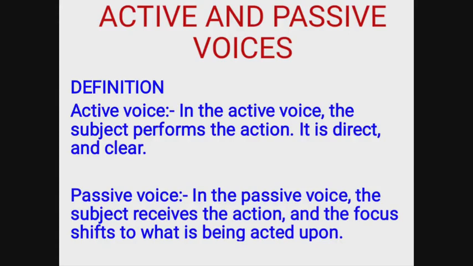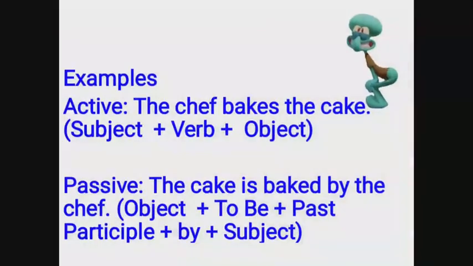All right. Now, let's look at some examples. Active voice: the chef bakes the cake. If you look at the structure here, the chef is the subject, bakes is the verb, and the cake is the object. So we have the subject, the verb, and the object.